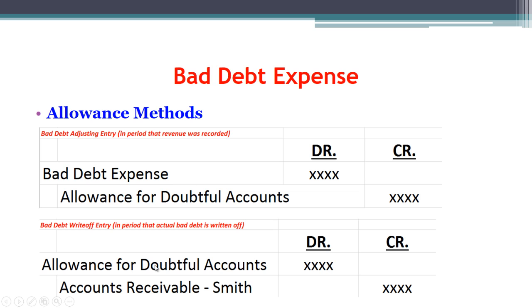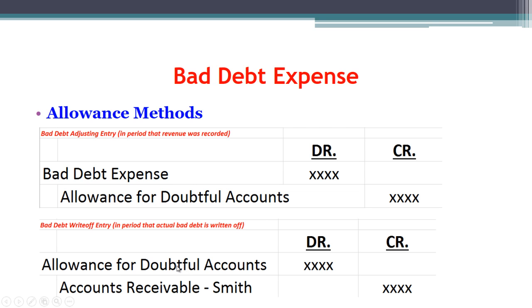Now, later on, when we eventually find out that a customer won't pay us, a specific customer, instead of having to debit bad debt expense again, we debit the allowance for doubtful accounts. What we've basically set aside is a fund or a cushion account, a provision for these bad debts, so that when we eventually do have a bad debt, now we can use up some of this money. That's the way to visualize what's going on here.